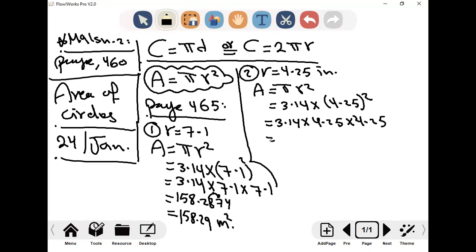Multiply these 3 numbers together, 3.14 multiplied by 4.25 multiplied by 4.25, it will be 56.716. Round to the nearest hundredth if necessary. The 1 will become 2. Don't forget to write what here? The unit, with the rounding. So it equals 56.72 inches to the power of 2, or you can say square inches. Okay, done. This is question 2.